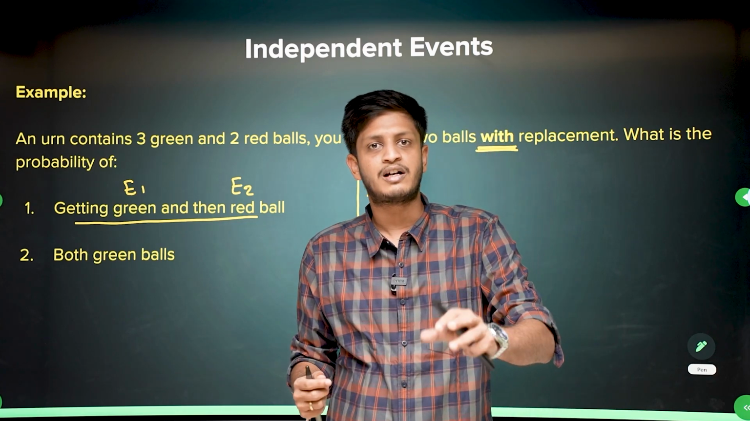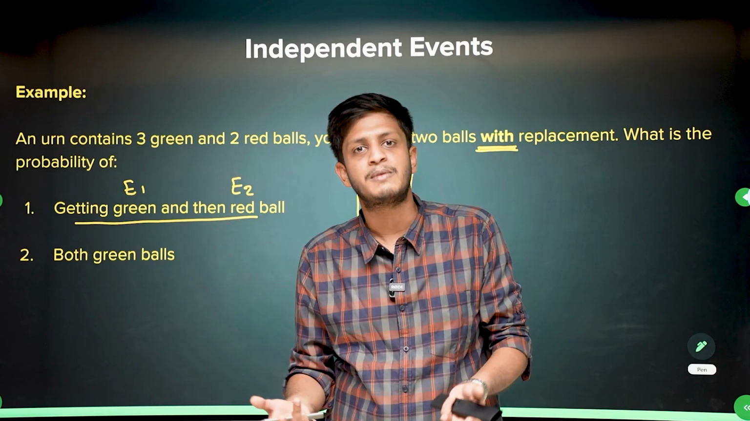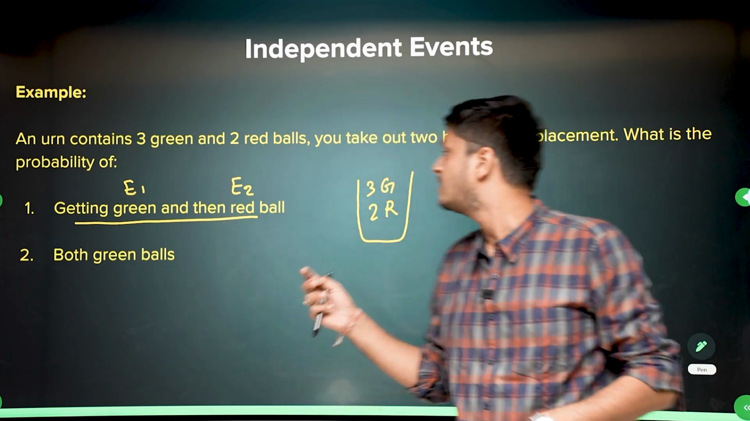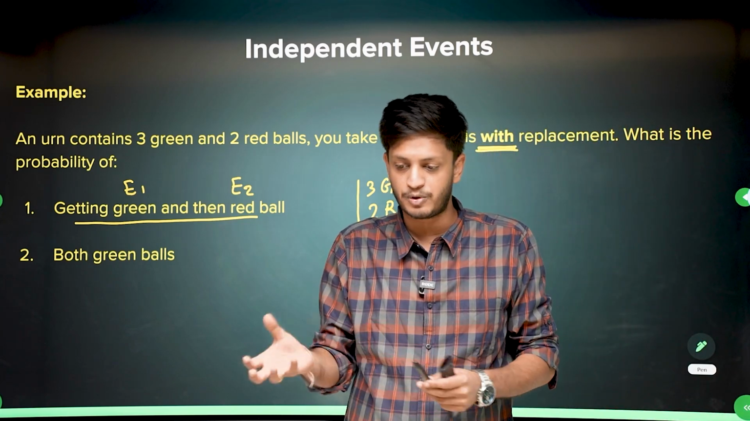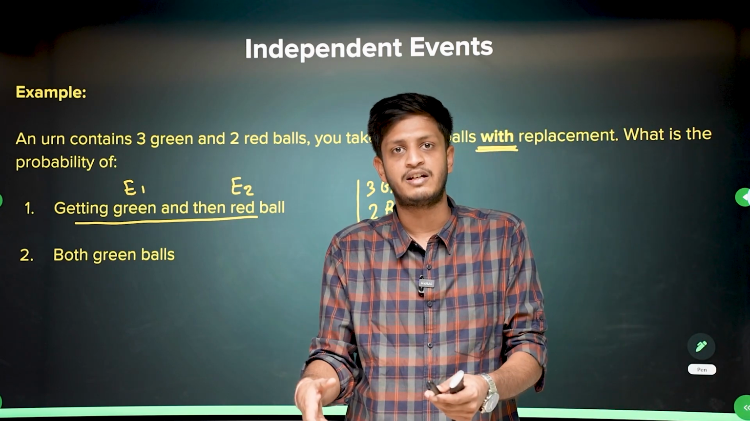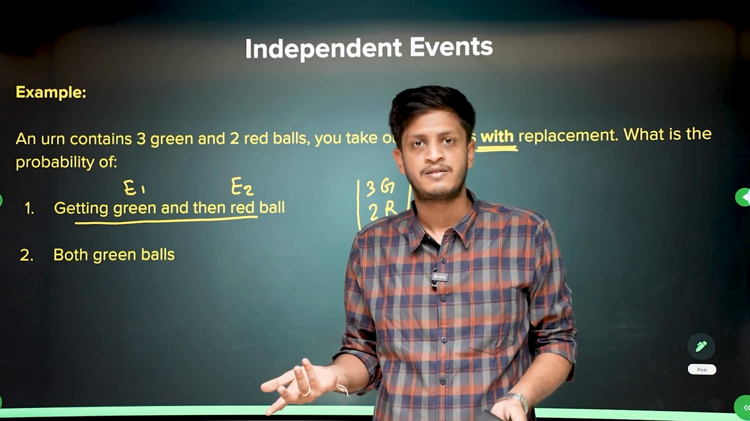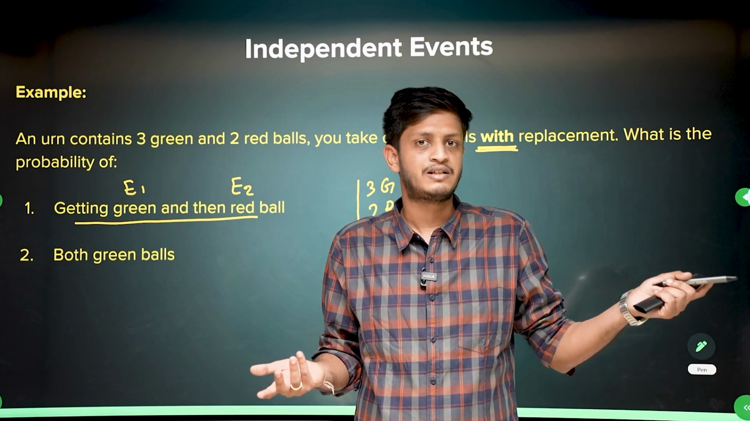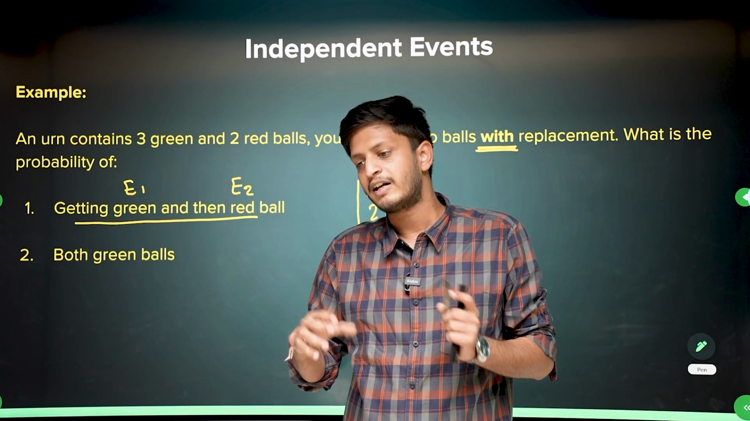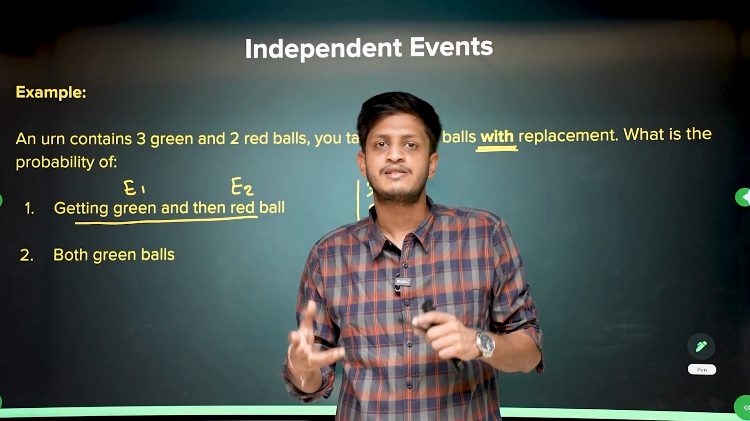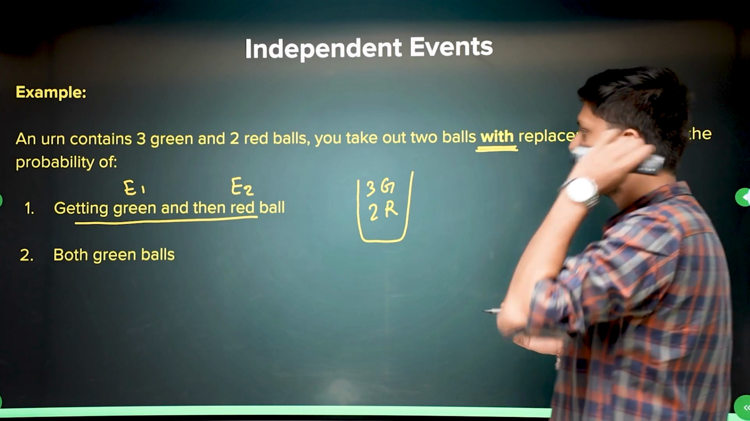It doesn't matter what color happens in the first trial, the probability of getting a red ball in the second trial will still remain the same because you are doing it with replacement. Since you're putting the ball back and shuffling it again, the bag remains the same. It will still have 3 green and 2 red balls. So it doesn't matter what happens when you pull out the ball the first time. The probability of getting a red ball the second time still remains 2 by 5. So these two events are independent.